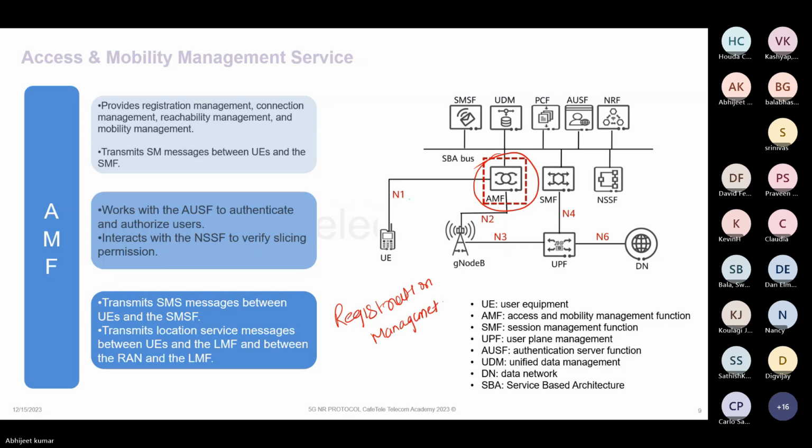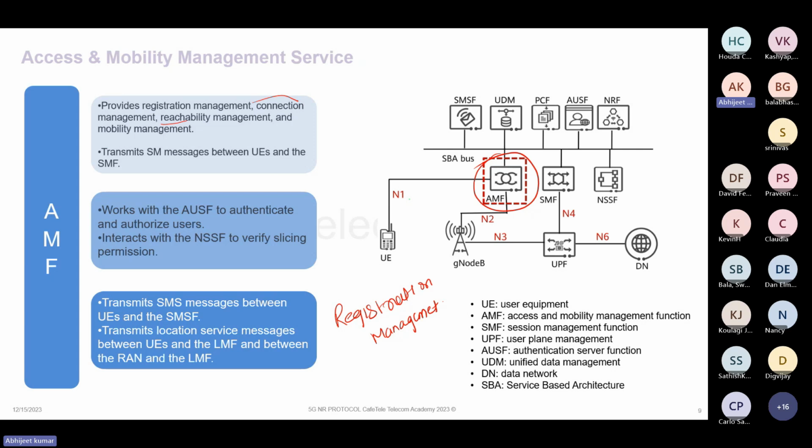Okay, it means AMF handles the registration process when a device connects to the network, and maintains a profile and the session state. This is one thing. Second thing is connection management. Imagine signaling between you and the network, ensuring that you can establish and maintain the connection for communication. Third one, we have reachability management.